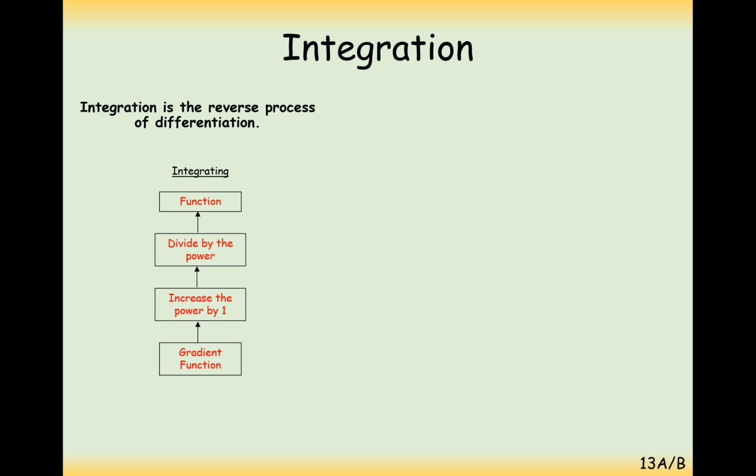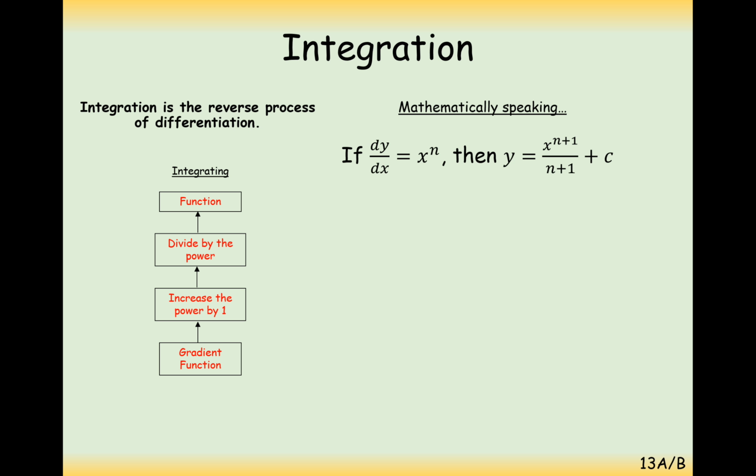So what we write in general is, if dy by dx equals x to the n, then we increase the power by 1, divide by that new number, and then we add on c. So that's effectively representing add on 5 or take away 7, the number that will disappear when we differentiate to get our gradient function.